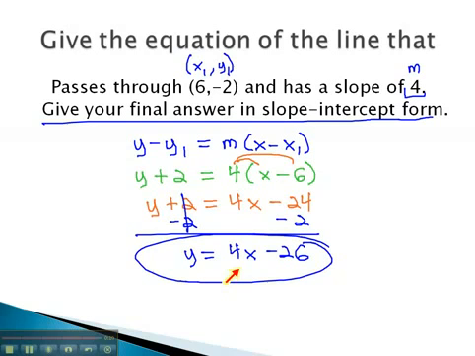The point-slope equation, y minus y1 equals m times x minus x1, can help us find the equation of any line.